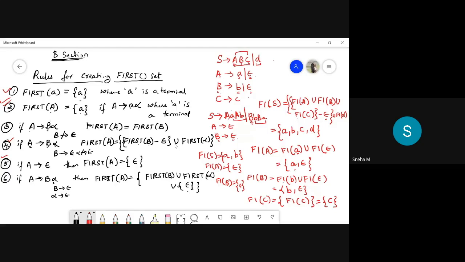Now you take that arithmetic expression grammar and try to find out first sets for E, E dash, T, T dash and F. All of you.